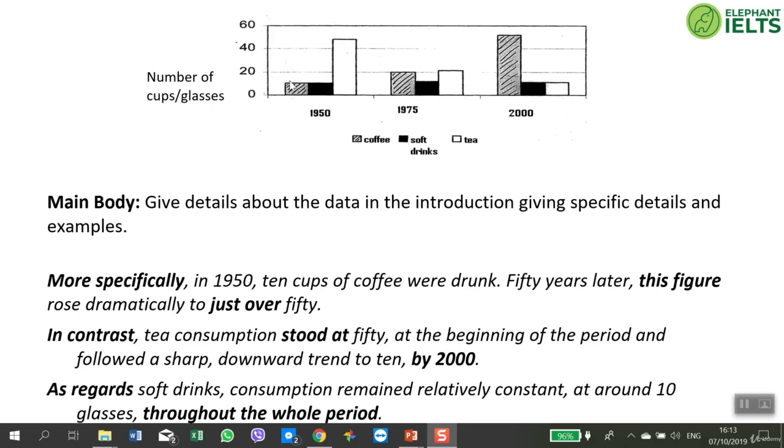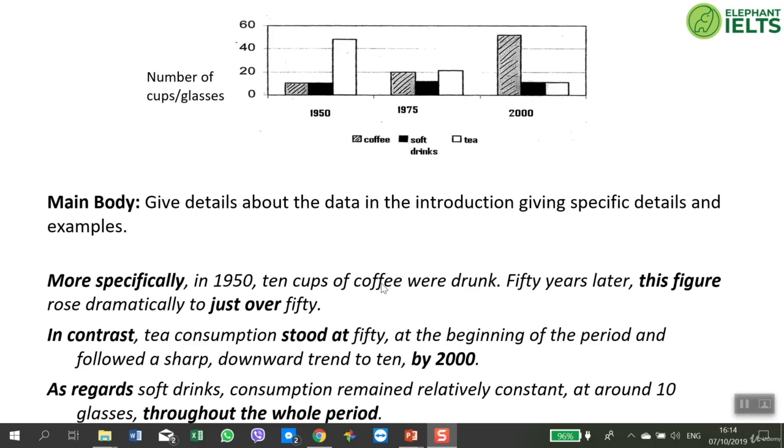So you can see I went from 1950 to 2000, and I didn't stop in 1975 because I'm summarizing. And this is a continual upward trend, so I'm only interested in the beginning and the end of the period. And I said "this figure", so I used referencing, so I avoid repeating all these words. And you can see all of these words are again on your useful language page.